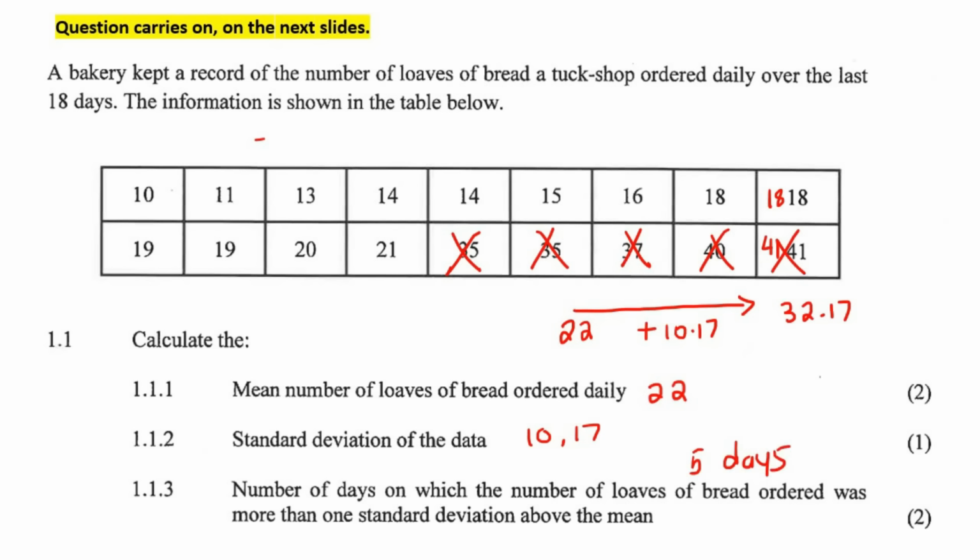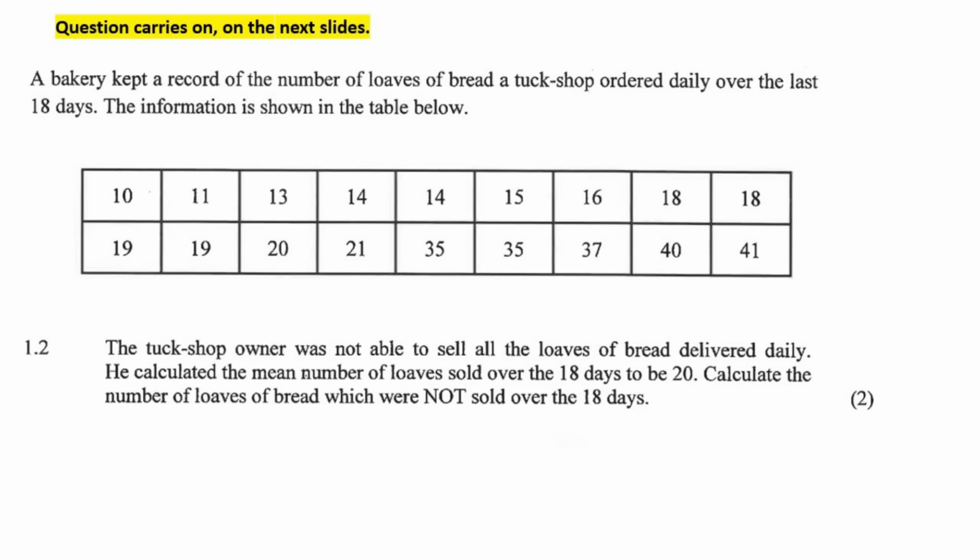Remember that these questions are carrying on. Okay, so just remember that even after this question, the questions are still going to carry on after this. Okay, I just can't fit everything onto one slide. So it tells us that the tuck shop owner was not able to sell all of the loaves. He calculated the mean number of loaves sold over the 18 days to be 20.